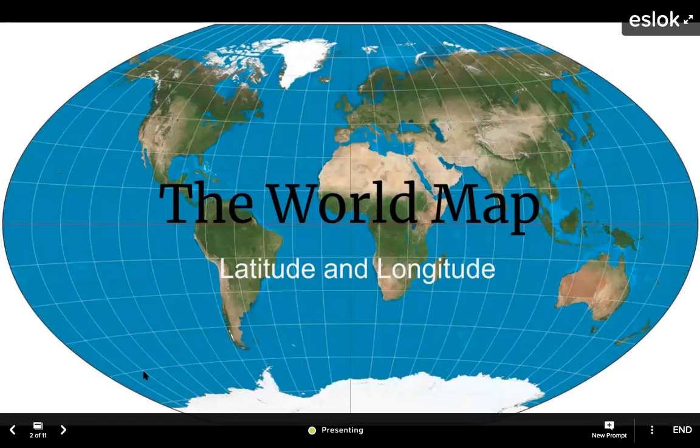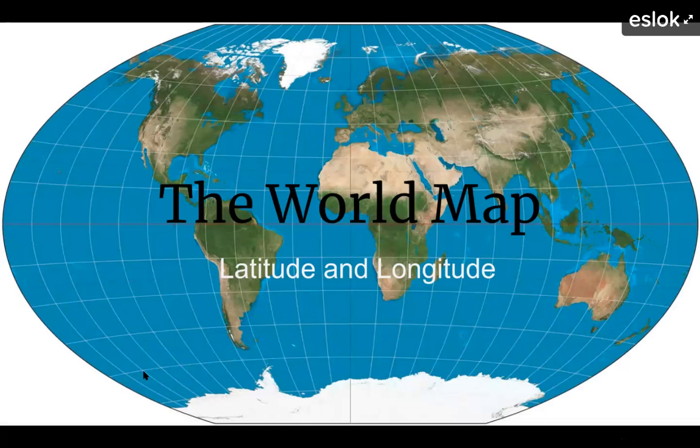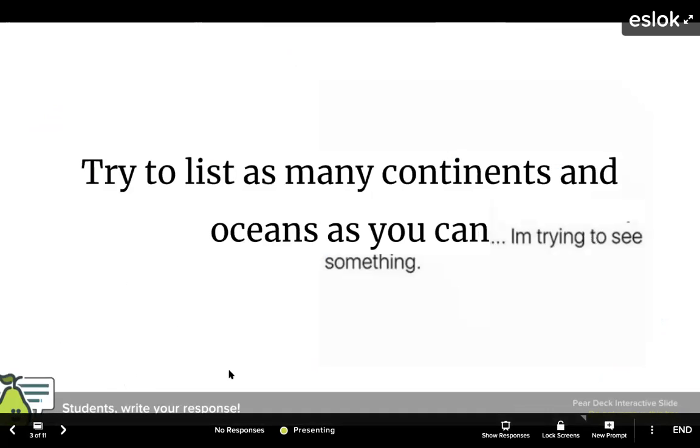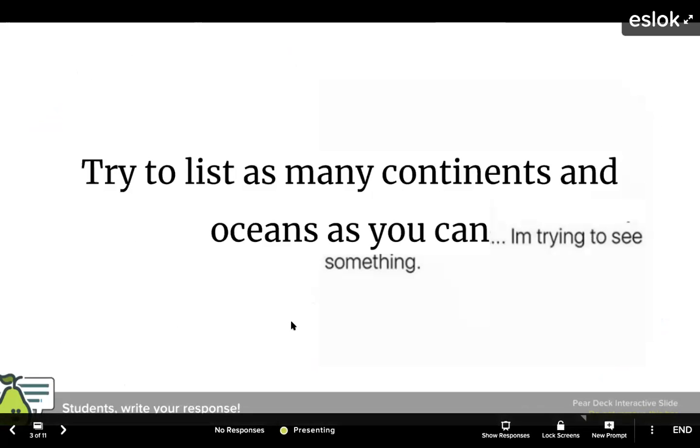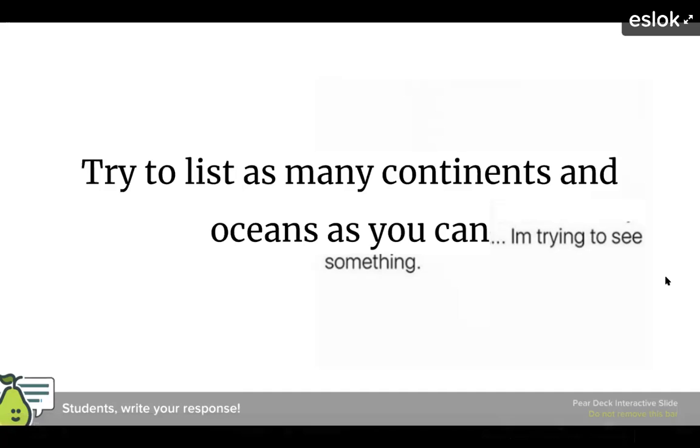Okay, cool. The world map. So before we go ahead and start talking about the world and the culture and the people and all that, we actually got to know what the world is, what it looks like. How do we look for things, right? And that's the point of the latitude and longitude lines. So before that, take some time to write down as many continents and oceans as you can, right? Because I'm just trying to see something before we move on. It could be only continents, only oceans, maybe both, maybe none, because you don't know. I don't know. Let's find out.